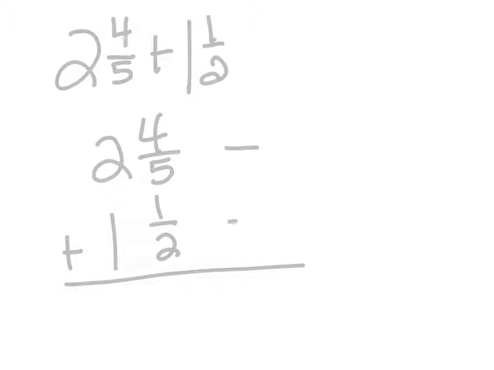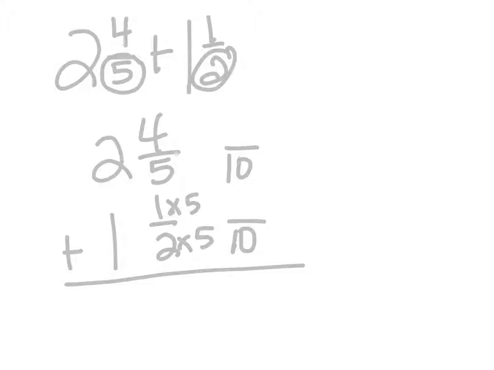We need to rewrite the fractions to where they have common denominators, because right now my denominators are not common at 5 and 2, but I can make them common by multiplying 5 times 2 to give me a new denominator of 10. And I will need to change the numerator accordingly. Since I multiplied 2 times 5 to give me 10, I must multiply 1 times 5 to keep it even and give me a new numerator of 5.